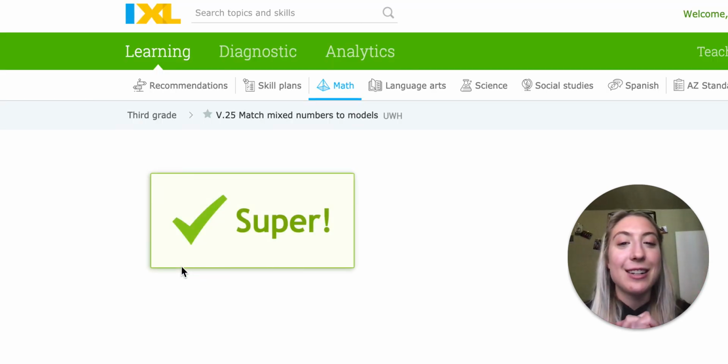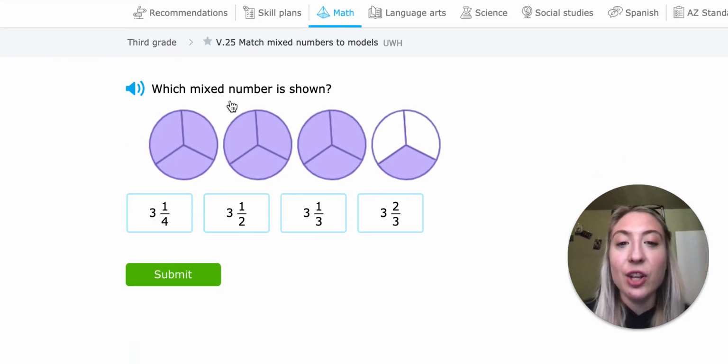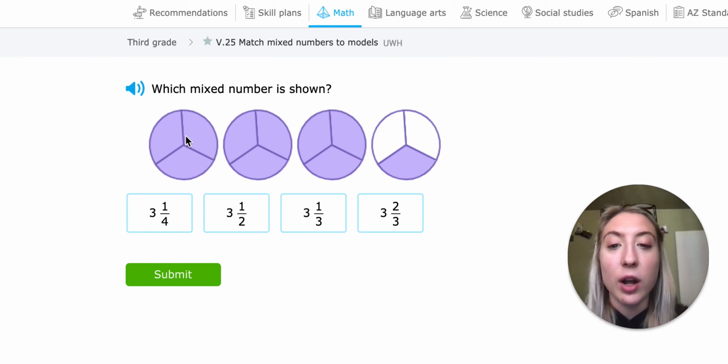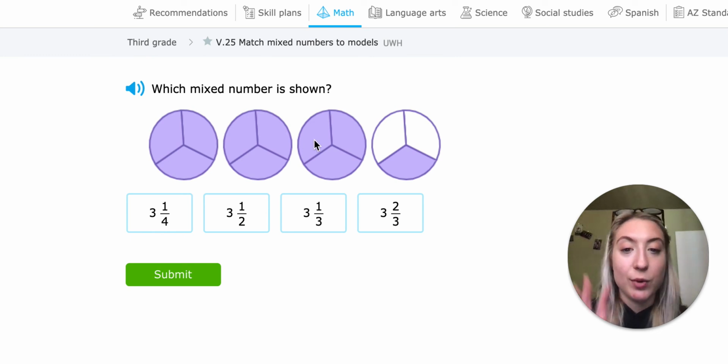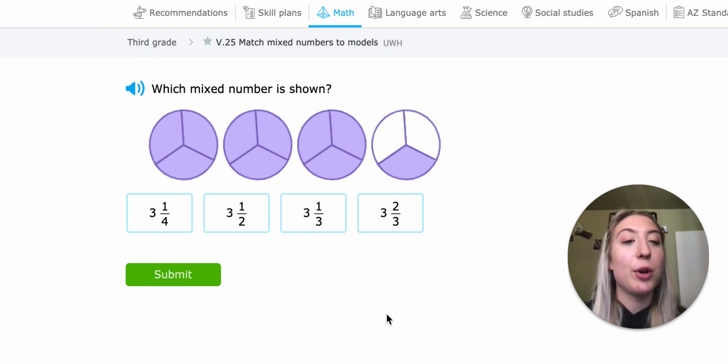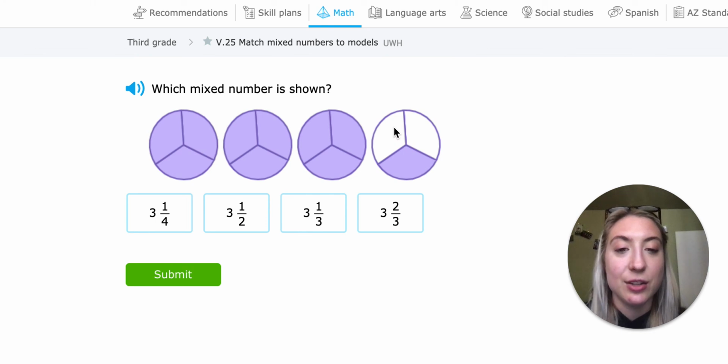Super. All right, so let's do one more together. So we're trying to see what is the correct mixed number shown. So the first thing we're doing, counting our wholes. 1, 2, 3. All three of these, all equal parts are all filled in, so we know it's 3. And all of these show 3. So now we go to our fraction part. What are the total number of equal parts this circle is cut into? 1, 2, 3. So we know our denominator should be 3 because it's showing the equal parts of the whole.